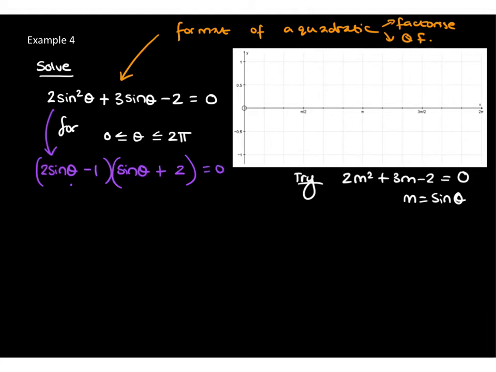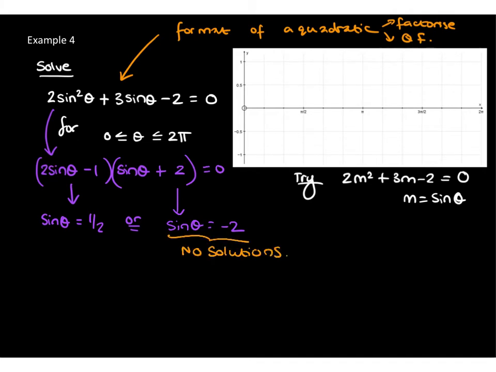So from here, this gives me 2 options, sine theta equals 1/2, or from here, sine theta equals -2. Now you should know straight away that the second option here has no real solutions. Sine theta is capped between a value of -1 and 1. Think about the sine curve. And we're going to use the sine curve to solve the second equation.